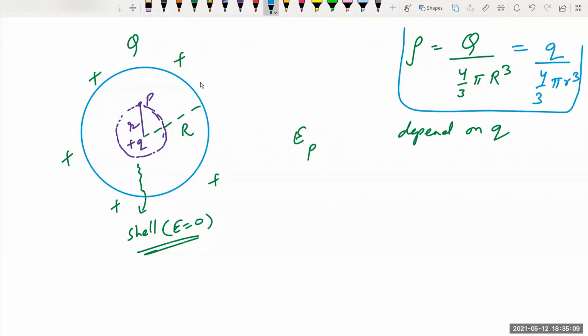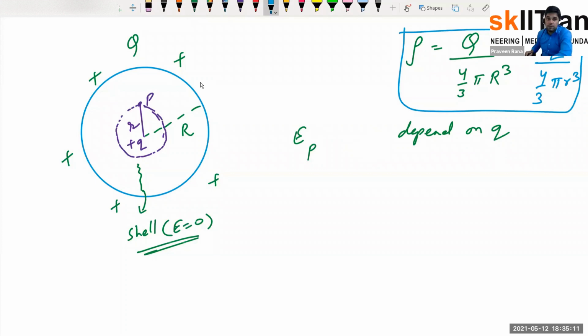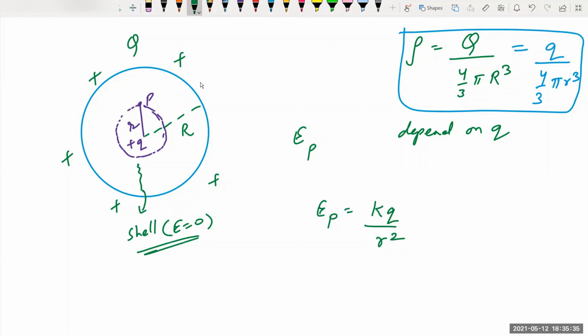Density is the same whether it comes from the whole of the sphere or just from the hypothetical sphere. It would be the same, right? Yes. Now, electric field at point P would be kq over small r squared. Agreed? Yes.